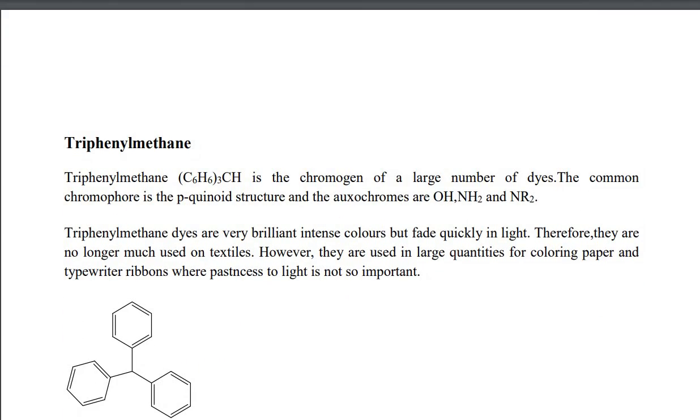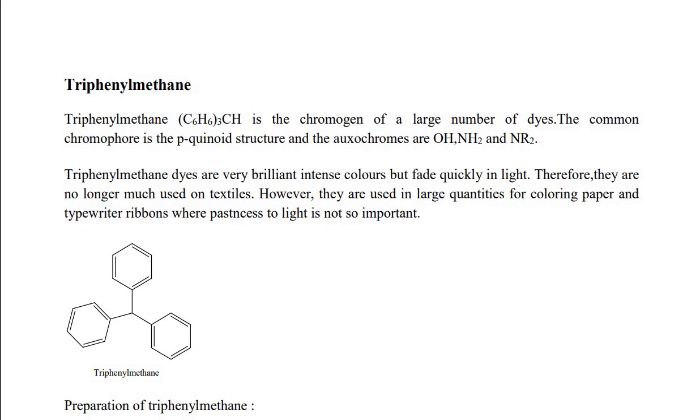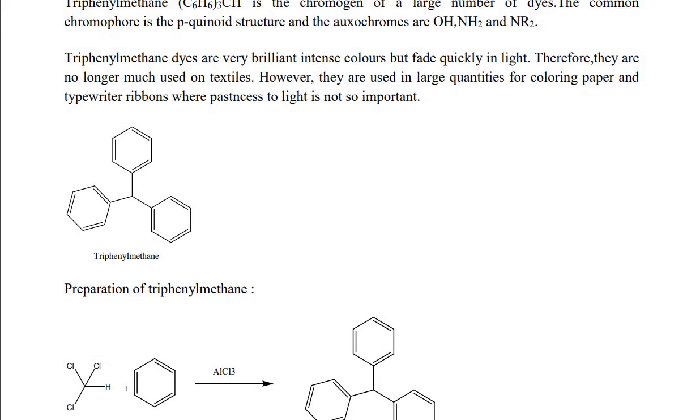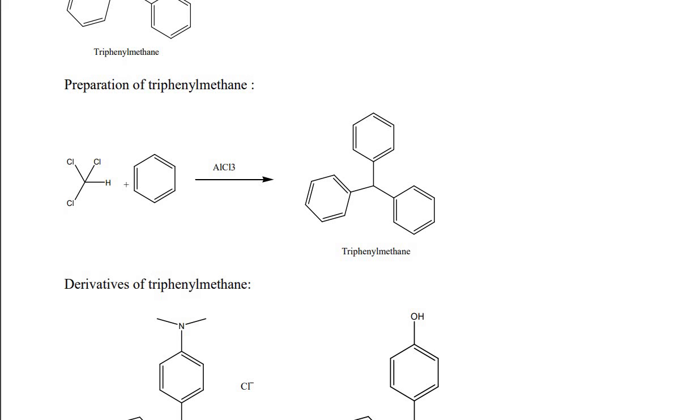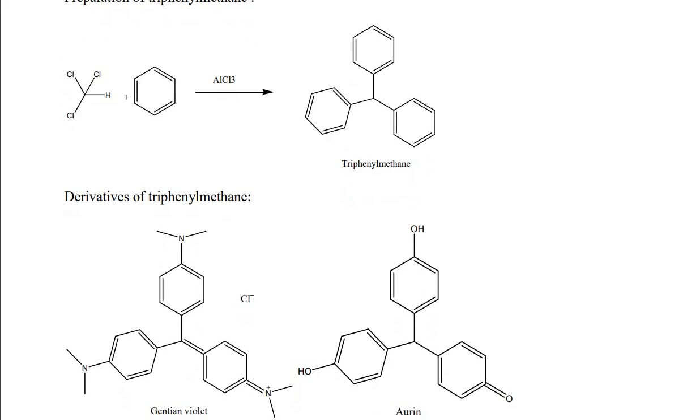Now triphenyl methane. You can see the structure of triphenyl methane. Triphenyl methane is the chromogen of a large number of dyes. Triphenyl methane dyes are very brilliant, intense color but fade quickly in light. Therefore, they are no longer much used on textile. However, they are used in large quantity for coloring paper and typewriter ribbons, where resistance to light is not so important. So preparation of triphenyl methane, starting from chloroform and benzene, you will get the triphenyl methane.